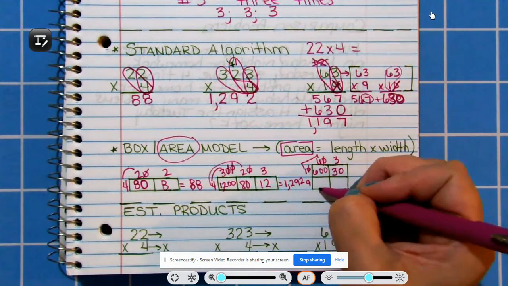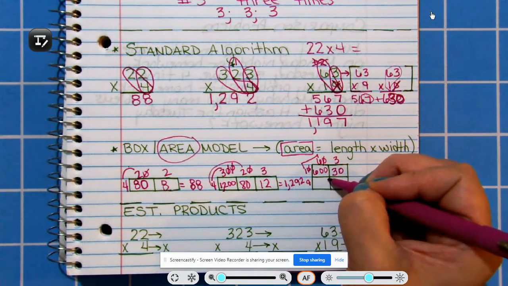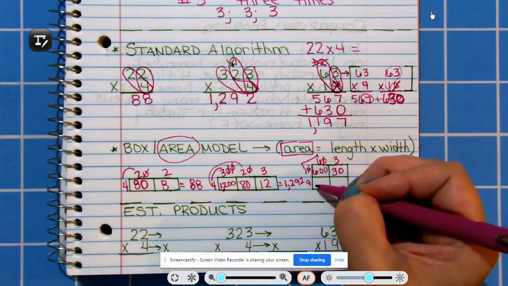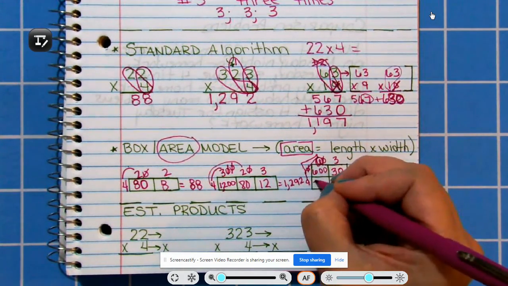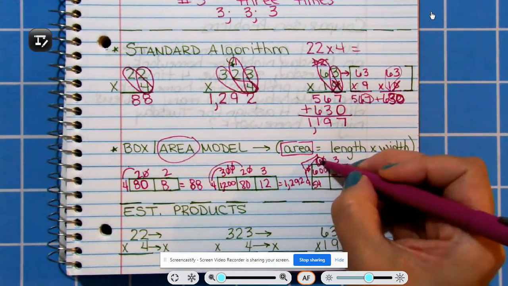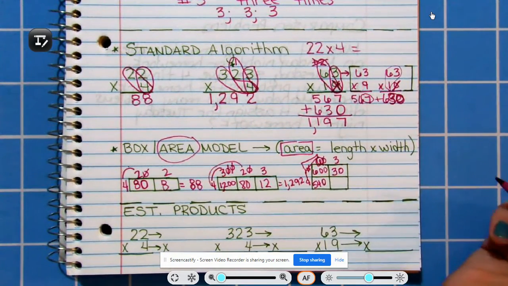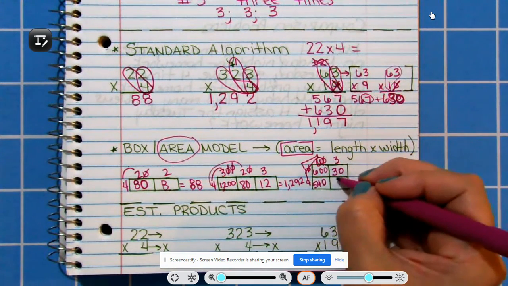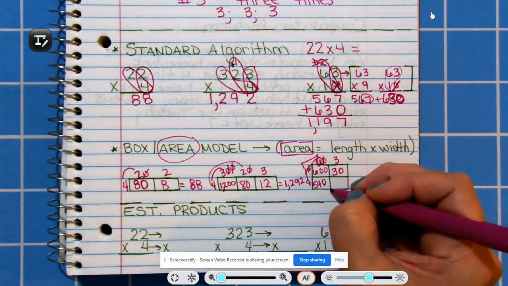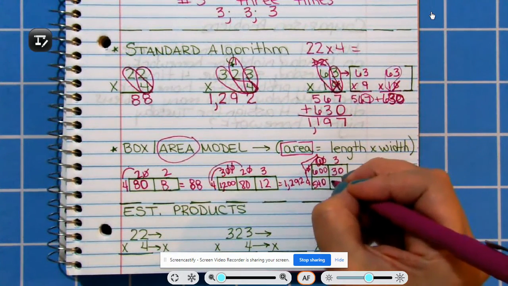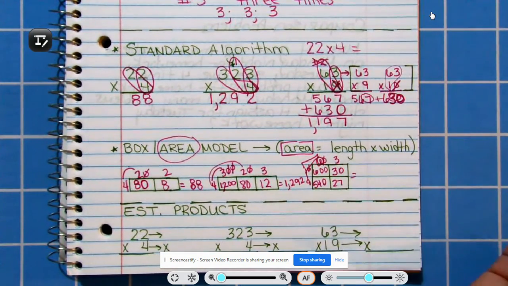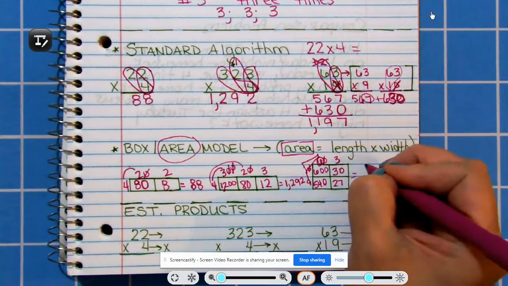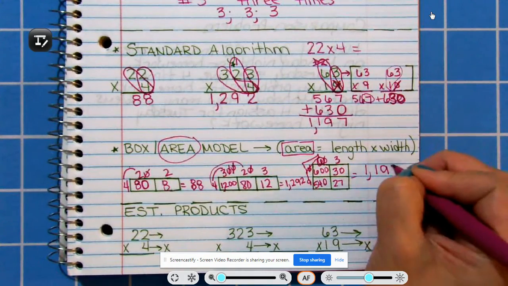All right, bottom left, the length is 60 and the width is 9. So your hidden fact would be 9 times 6, which is 54. But it's not 6, it's 60. So we need to add that 0 on to the end to get 540. And finally, our last rectangle has a length of 3 and a width of 9. 9 times 3 is 27. So in this case, you have 4 products that you have to add together. And when you do that, you get 1,197.